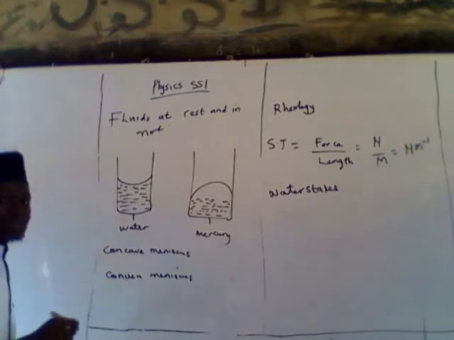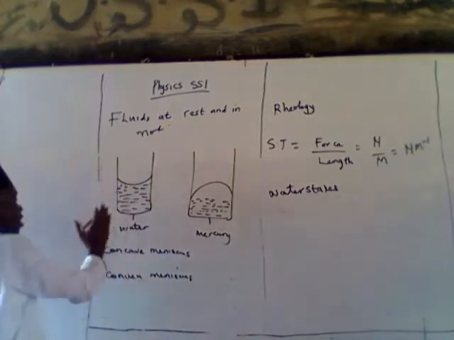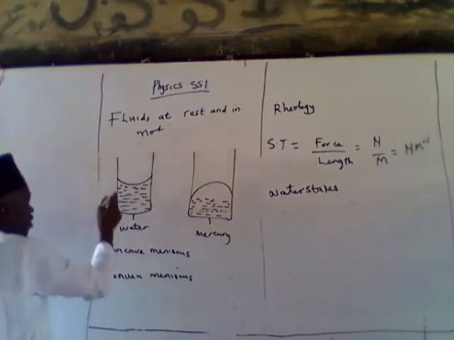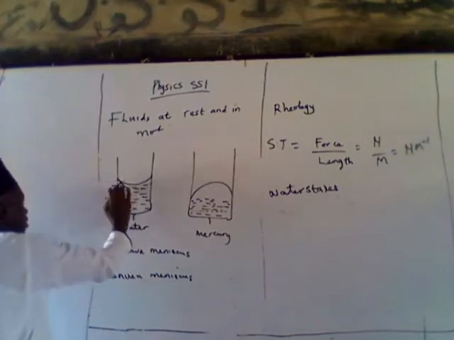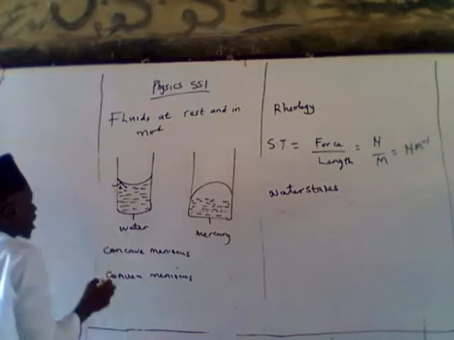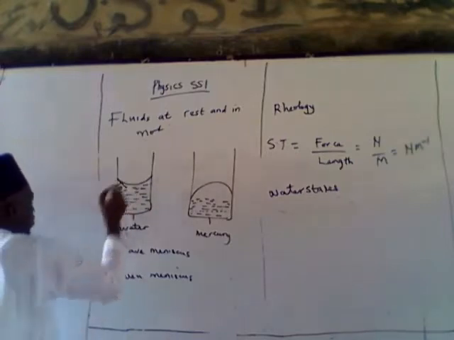How do we now determine the angle? The shape of that meniscus, the angle it makes with the glass container. So from here to here is called the angle of contact. Let me denote it as theta. So this is our angle of contact.